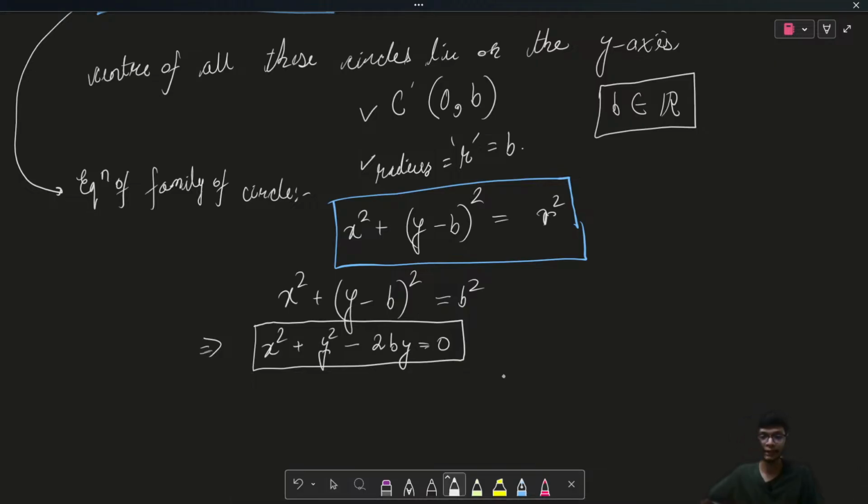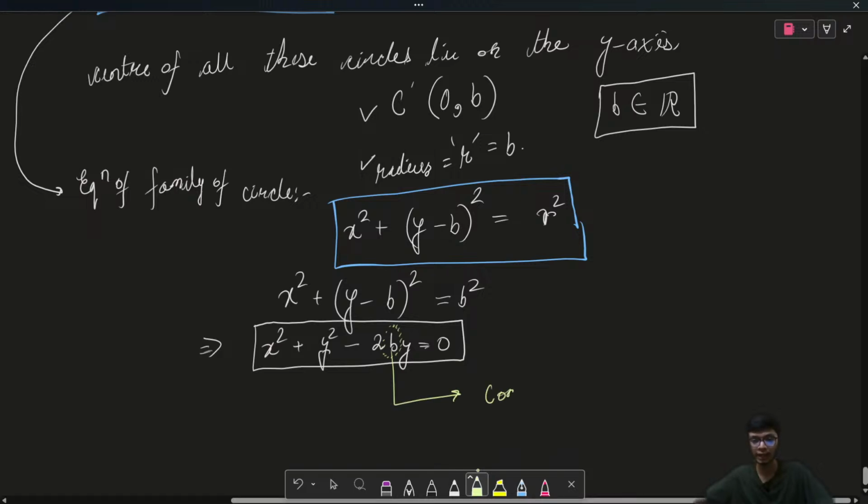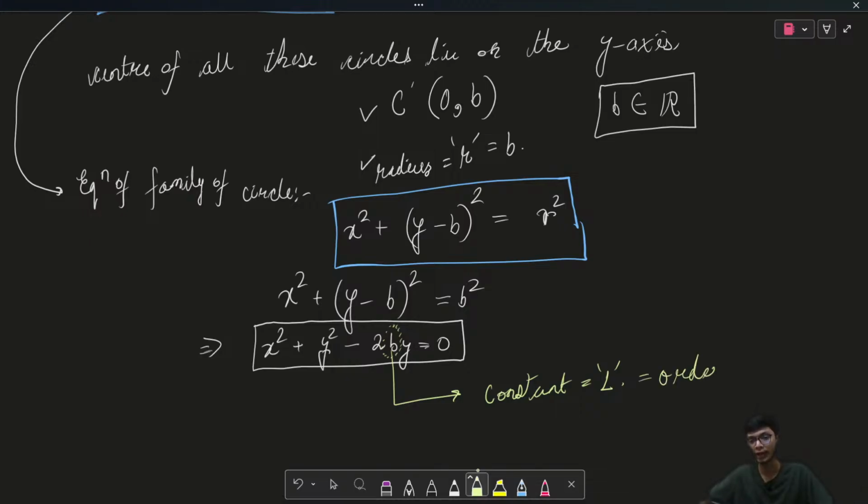Now, if you observe how many arbitrary constants are present, you will see that there is only one arbitrary constant. If the number of arbitrary constants is equal to 1, then the order of the differential equation which you are trying to form will always be equal to 1. That means you have to differentiate this particular equation of the family of circles one time, right?